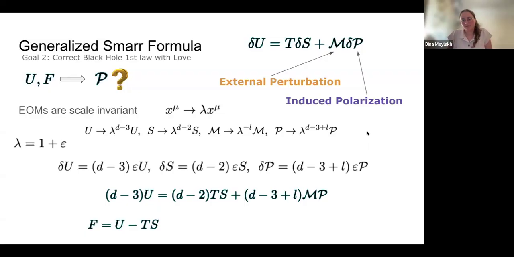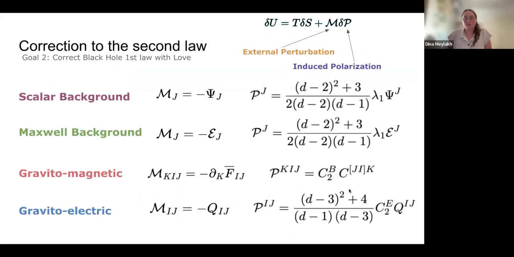Now we use that F is the Legendre transform between U and TS, and we get an expression for M times P, just depending on F and U that we calculated in the previous slides. And so we identify M with just the derivative of the potential minus the analogous derivative of the potential, which is just the amplitude of the waves that we put in. And we can then extract our polarization from that.